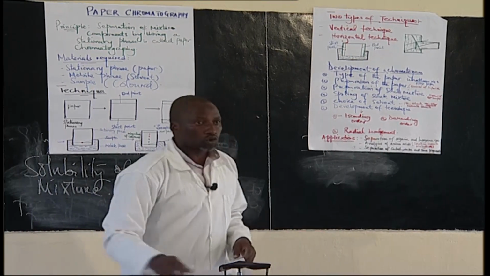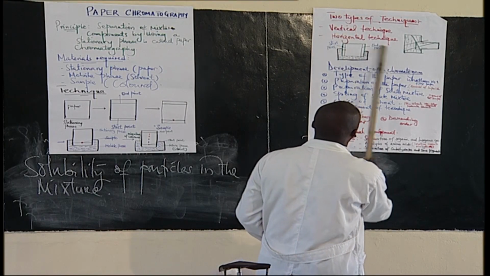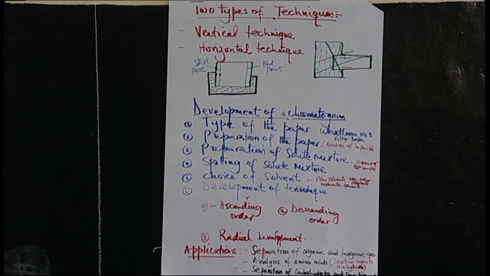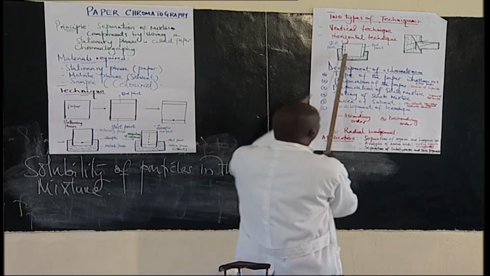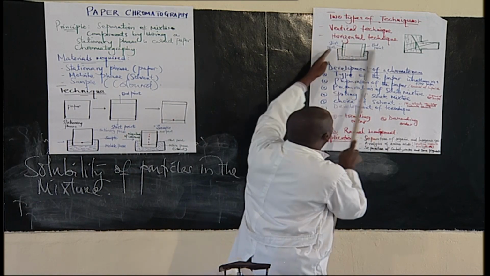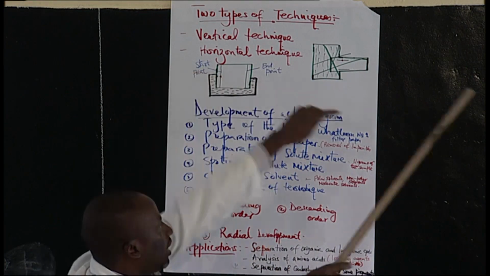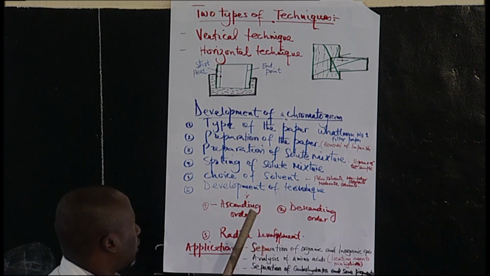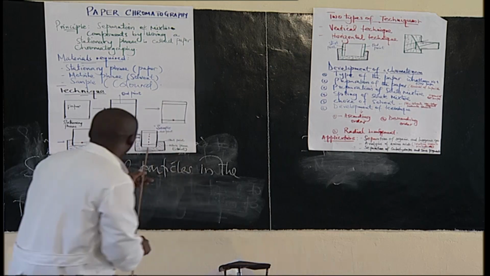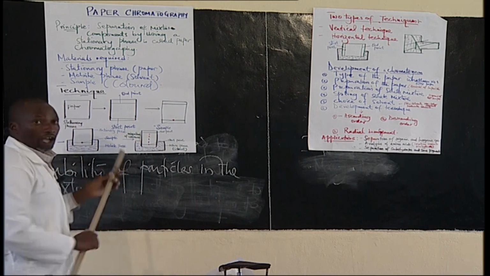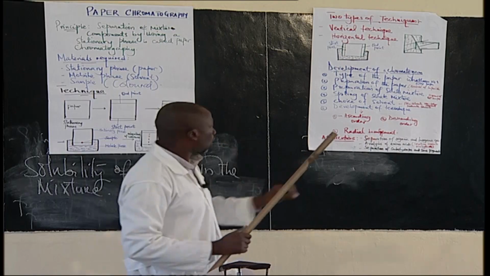So we have the vertical technique and the horizontal technique. The vertical technique is this one, which was moving. The horizontal technique is this one, whereby you have the sample here, so it will be moving in a horizontal direction. This paper, after separation, is what we call a chromatogram.